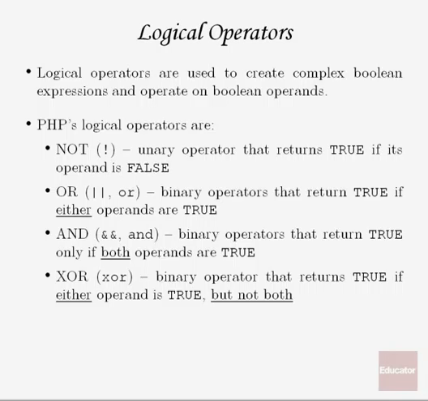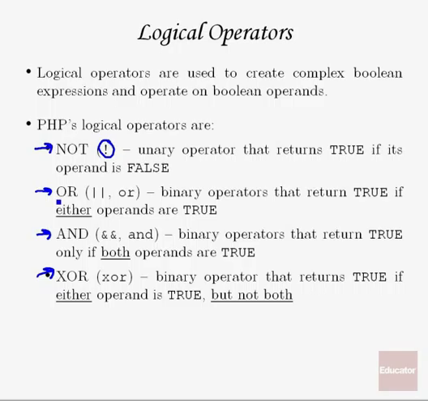So as mentioned, logical operators are basically used to create complex Boolean expressions, and they operate on Boolean values. The ones provided by PHP are the not operator, the or operator, the and operator, and the XOR operator. For example, the not operator is a unary operator, and whatever Boolean value it acts on, it returns the opposite. So if you prepend the not operator, which is an exclamation point, to true, it's going to return false. If you prepend it to false, it's going to return true.